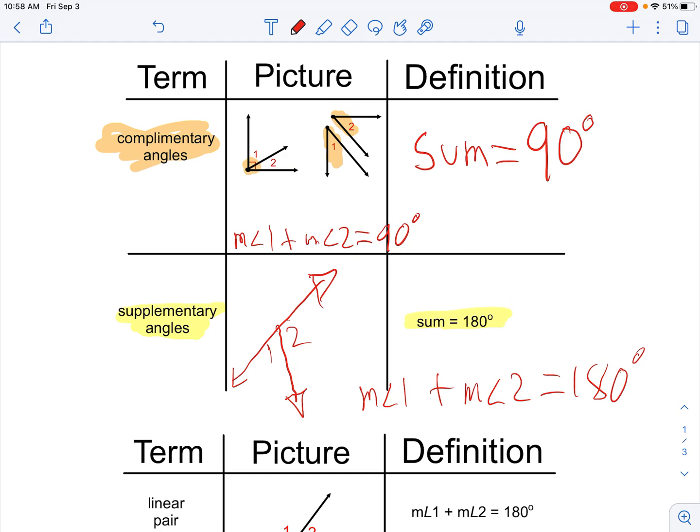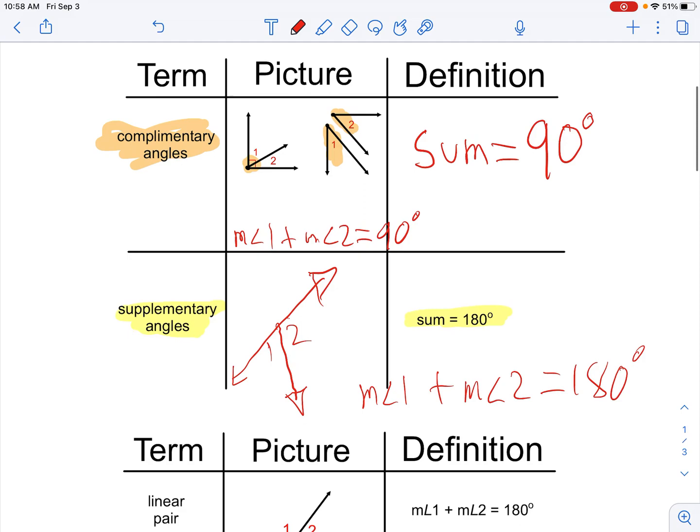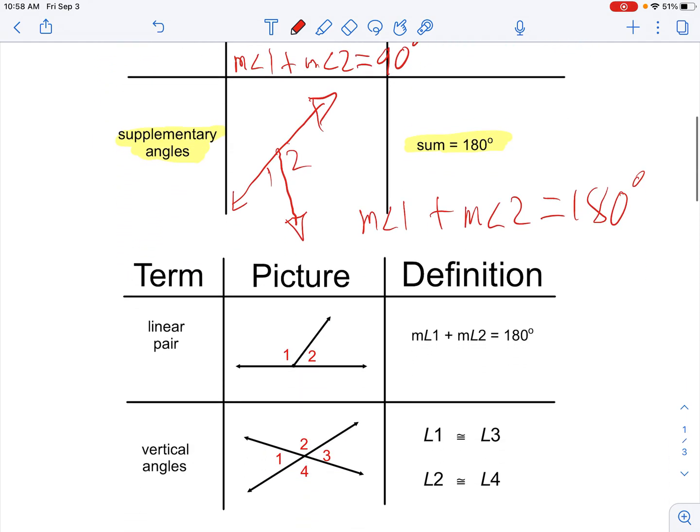And so again, sometimes there will be numbers, sometimes there will be X's or unknowns, and we might have to solve that. But again, if it says that it's supplementary or it says that it equals 180 degrees, that's information we can use.